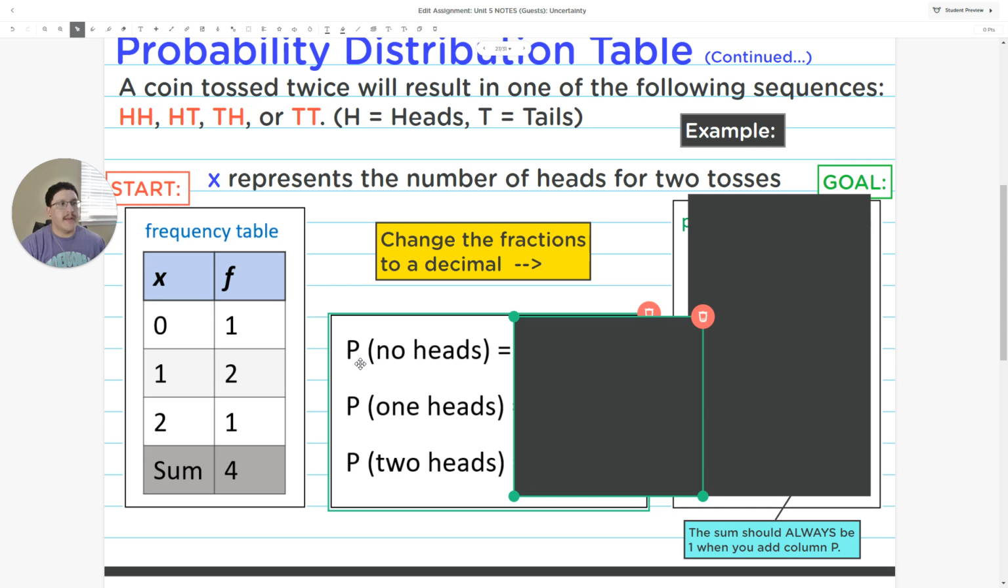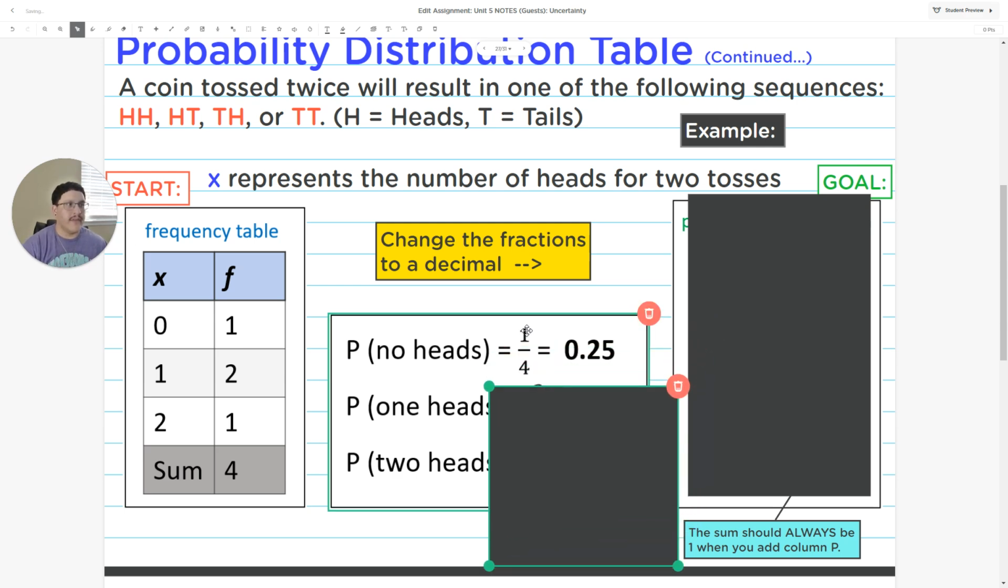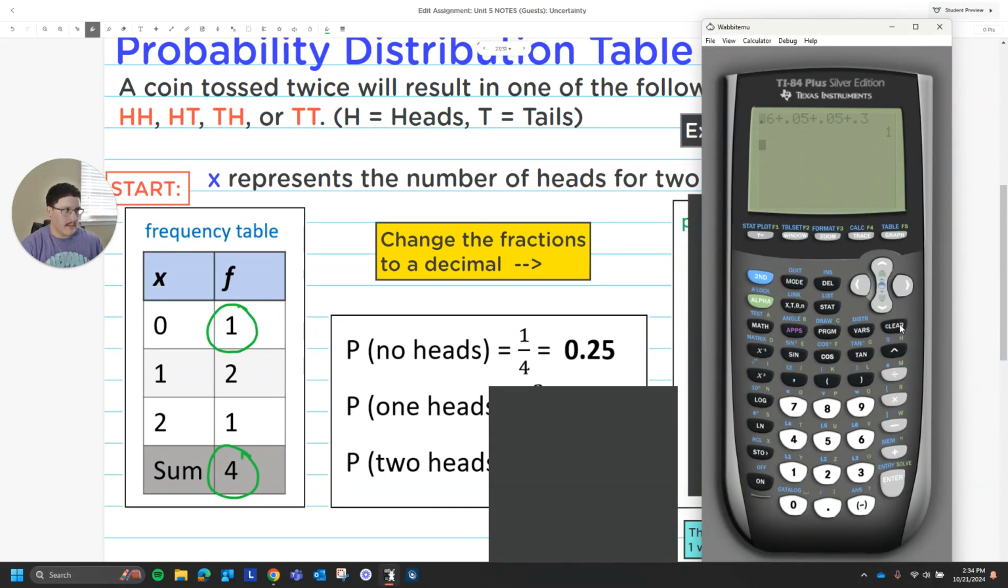So what's the probability of getting no heads? Well, the probability for that is 1, I'm going to show you what numbers I'm using, 1 out of 4. So 1 out of 4 chances you're not going to get double heads in your coin toss. So as a decimal, it's 0.25 when you divide that. And just to show y'all, in case y'all didn't know, 1 divided by 4 is 0.25.